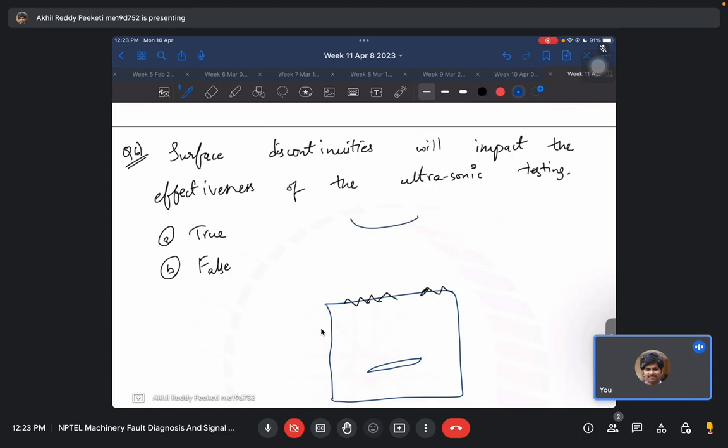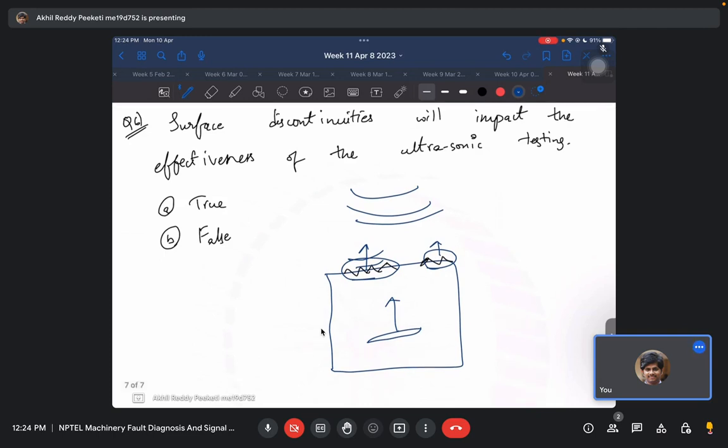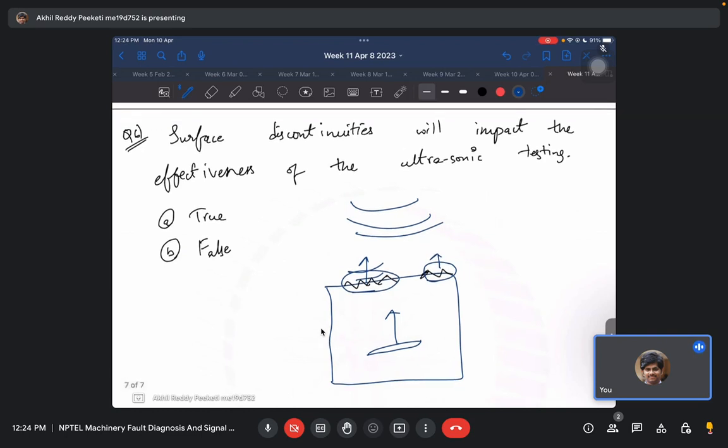Then when a sound wave is coming, there will be some reflections from the discontinuity on the surface and also from the crack. So there will be much more noise, which will inhibit you from detecting the crack effectively. So surface discontinuities will actually impact the effectiveness of the ultrasonic testing.